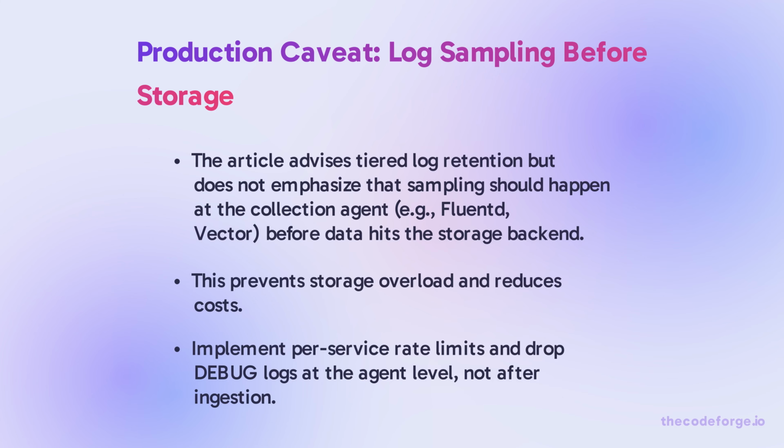The article advises tiered log retention, but does not emphasize that sampling should happen at the collection agent, e.g., Fluentd, Vector, before data hits the storage backend. This prevents storage overload and reduces costs. Implement per service rate limits and drop debug logs at the agent level, not after ingestion.